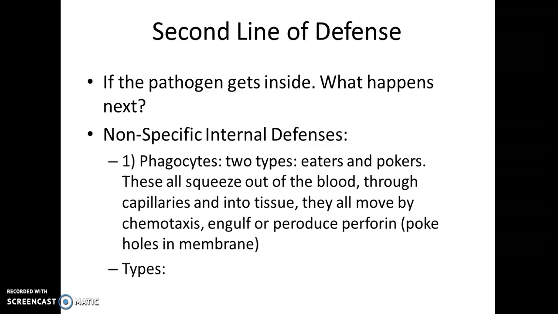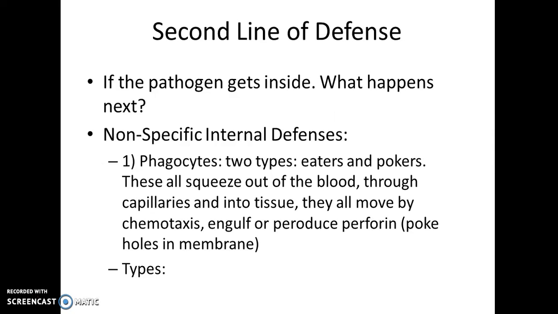So let's say that something gets inside of our bodies. Okay, good. So we have a non-specific internal defense system, and we have a number of them. The first line of our non-specific internal defense are phagocytes. Now, there are two types of phagocytes. We have cell eaters, and then we have cells that poke holes in other cells. So what they end up doing is they end up squeezing out of our blood vessels through the capillaries and into tissues.